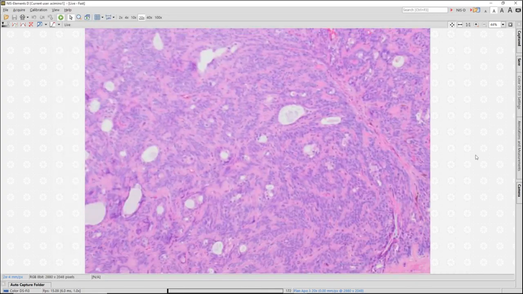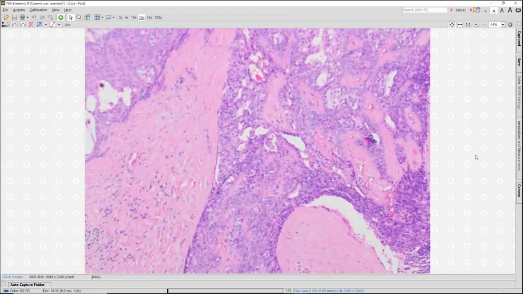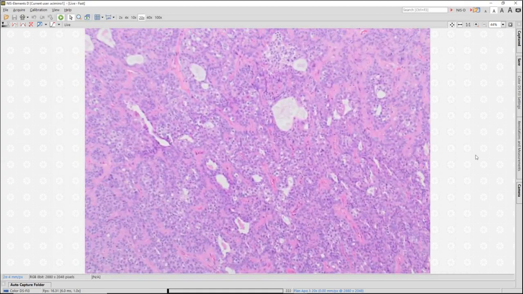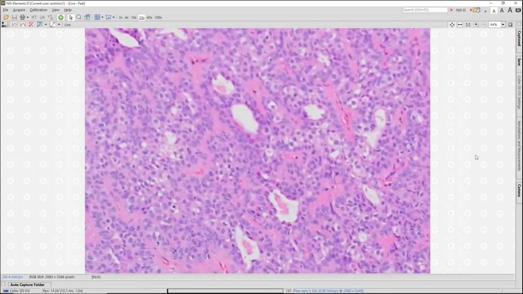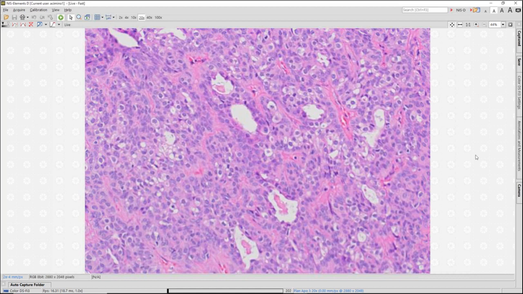This is making me think that perhaps we have a proliferation of both the myoepithelial cell component and the epithelial cell component. That's what defines adenomyoepithelioma. Adeno referring to the luminal component making the adenosis glands, and myoepithelioma referring to a proliferation of the myoepithelial cell component.